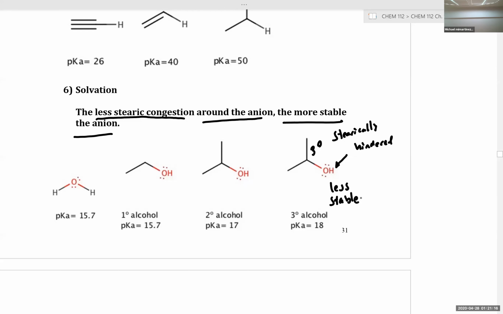And that has to do with solvent effects, which primarily occur when we have protic solvents or solvents that can participate in either hydrogen bonding, dipole-dipole, or other stabilizing interactions with our anion. So this is review from our acid-base discussion.